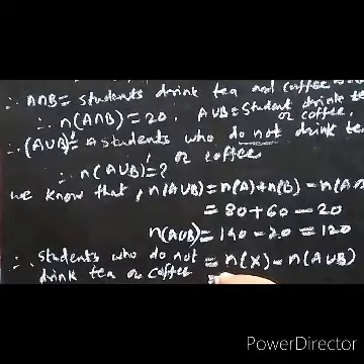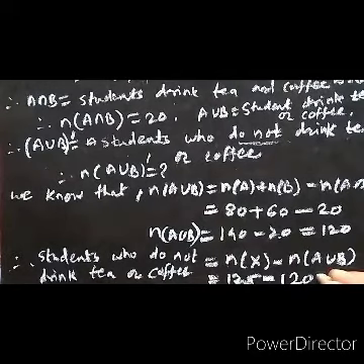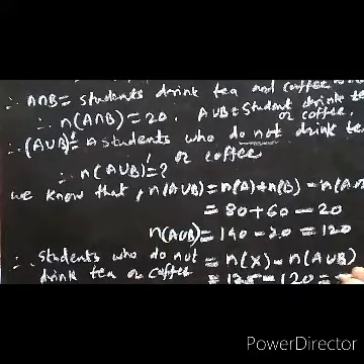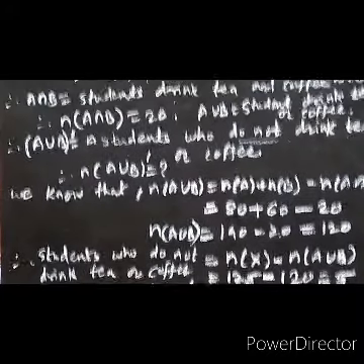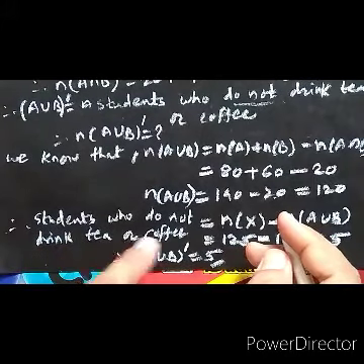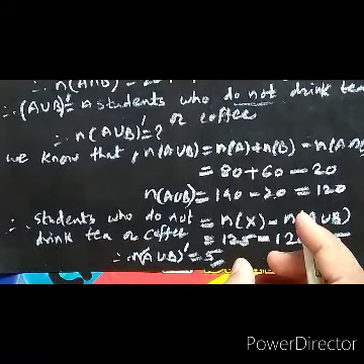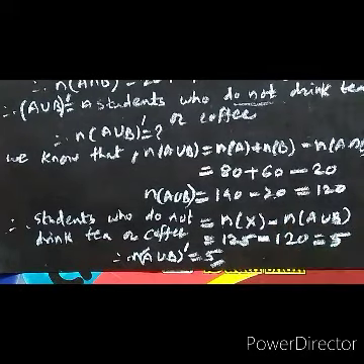So here n of X, that is total students, is 125, and we just found n of A union B, that is 120. So n of X minus n of A union B, that is 125 minus 120, that is 5. So there are 5 students who do not drink tea or coffee, and therefore the complement of A union B is 5. It means that 5 students do not drink tea or coffee.